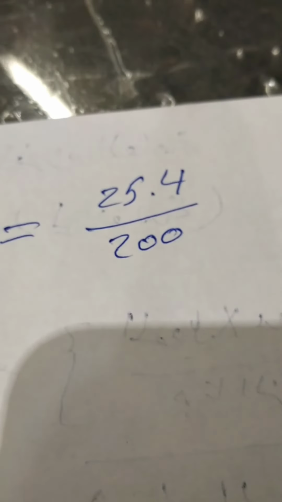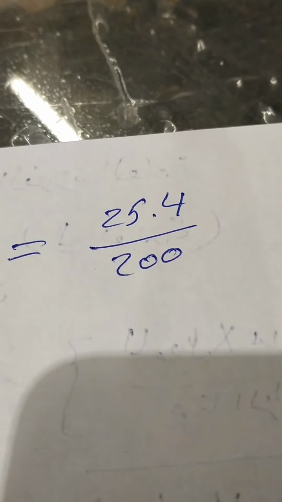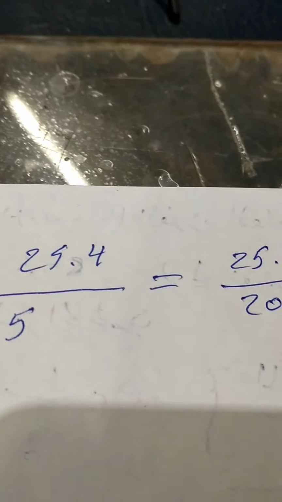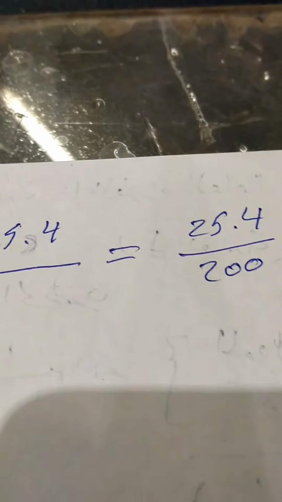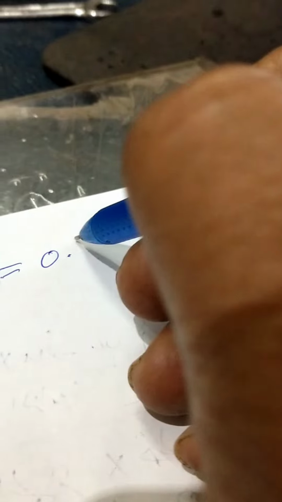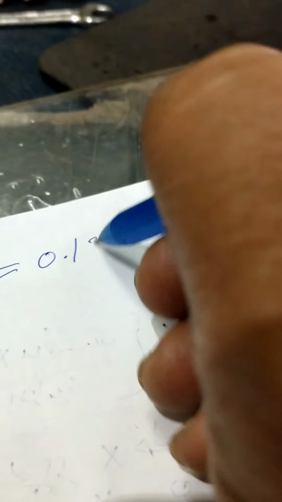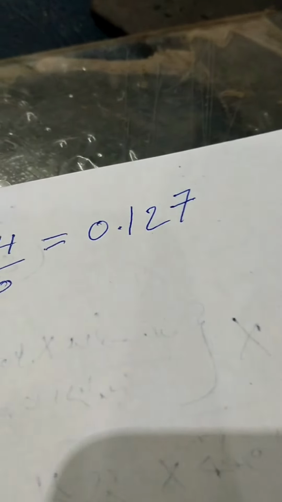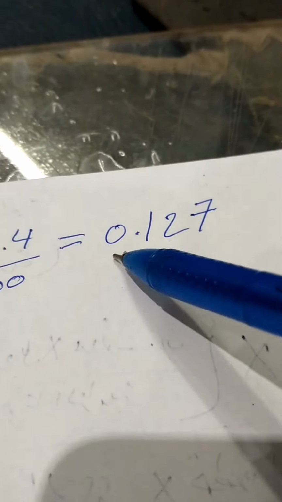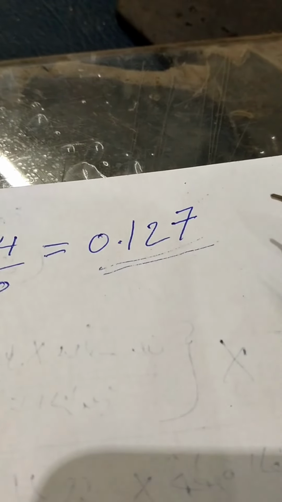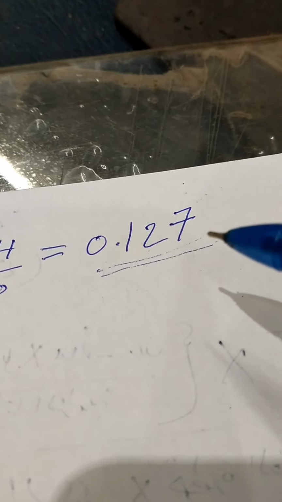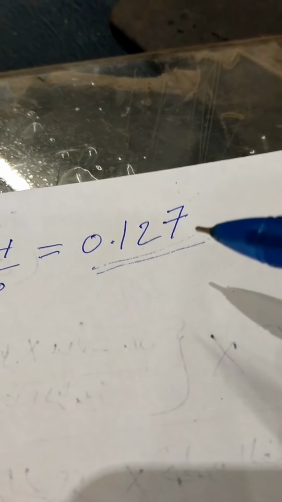by 200. Now we will say 25.4 divided by 200 equals 0.127. From this ratio, we will try to find the leader gears and follower gears for the quadrant arm of the milling machine.